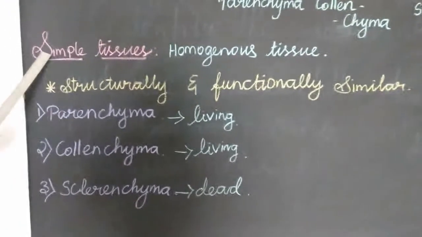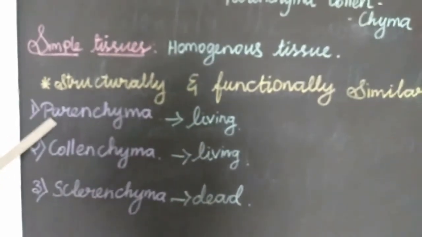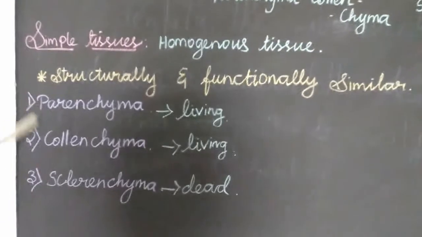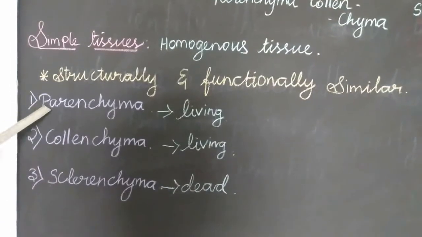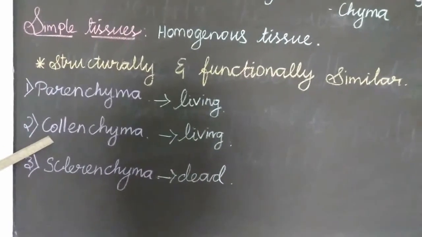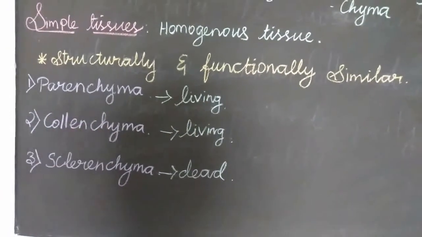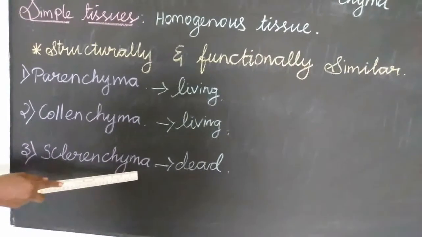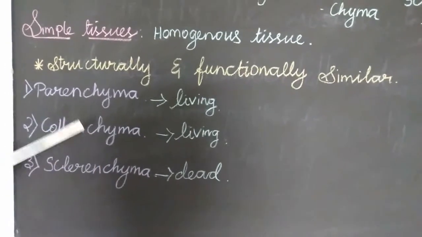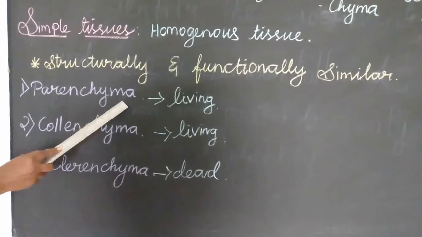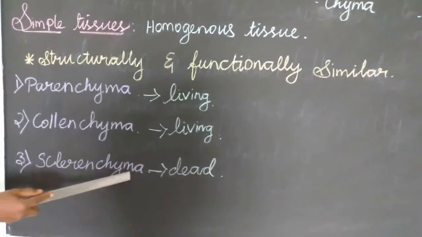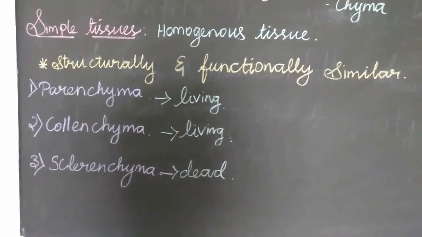What is the classification of simple tissue? Parenchyma, collenchyma, sclerenchyma. Out of these three, only parenchyma and collenchyma come under living tissues. Sclerenchyma is a dead tissue. Hereafter, we will see what parenchyma, collenchyma, and sclerenchyma are, with their diagrams and examples.